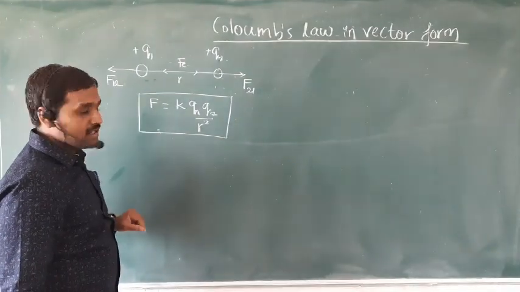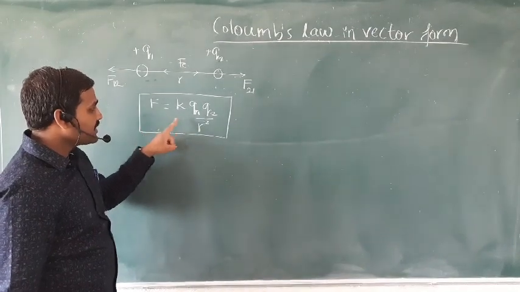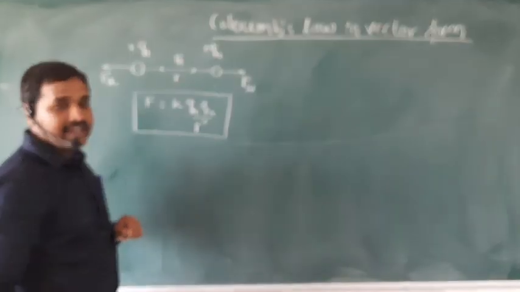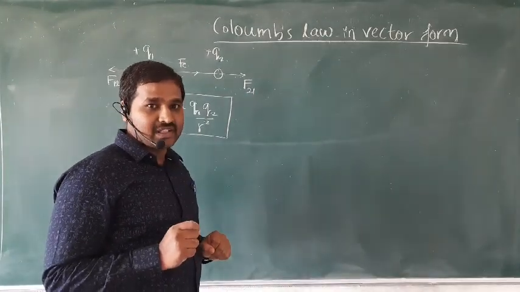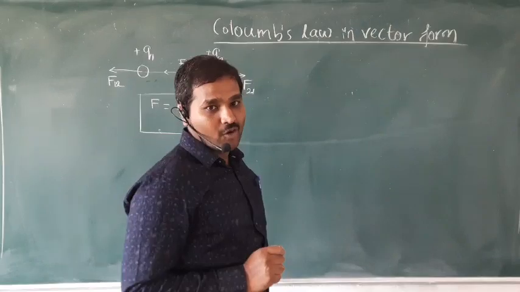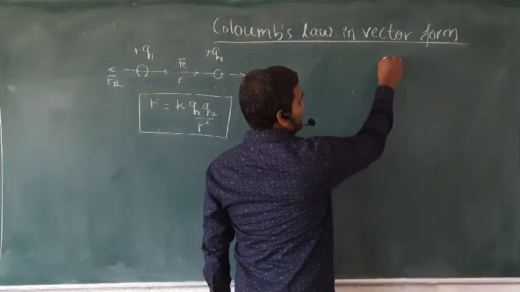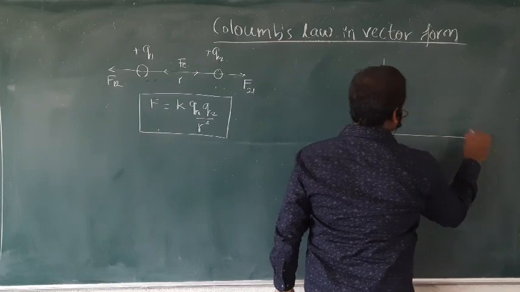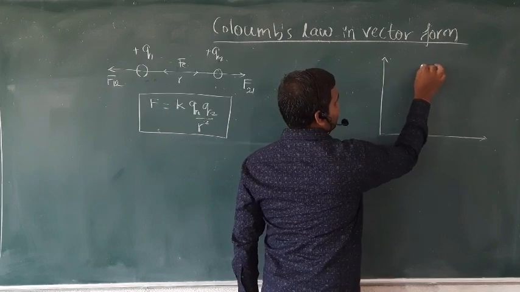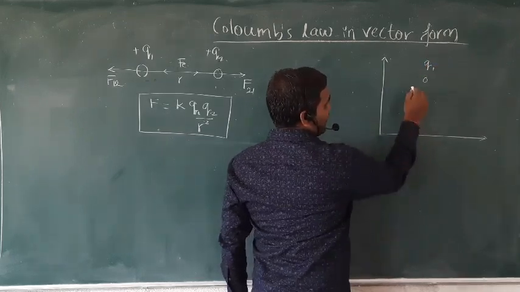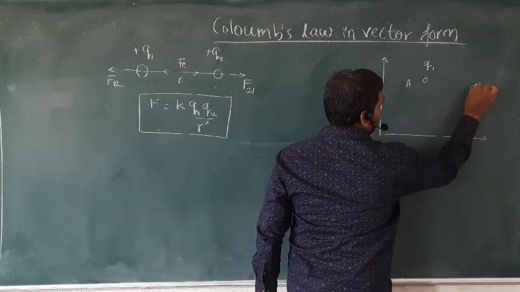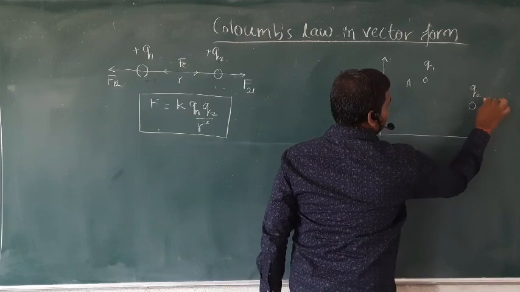But in this equation, we are considering only the magnitude of the force. Since force is a vector quantity, it is also important to specify its direction. So for that, we consider Coulomb's law in vector form. For that, we shall consider a simple Cartesian coordinate system. Let me have two charges here. Let this be charge Q1 placed at position A, and let me consider one more charge Q2 placed at position B.